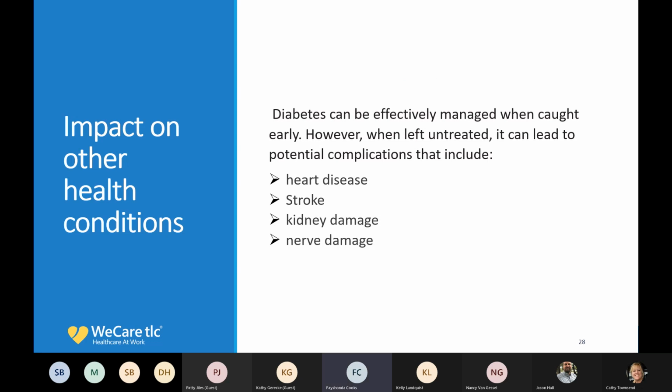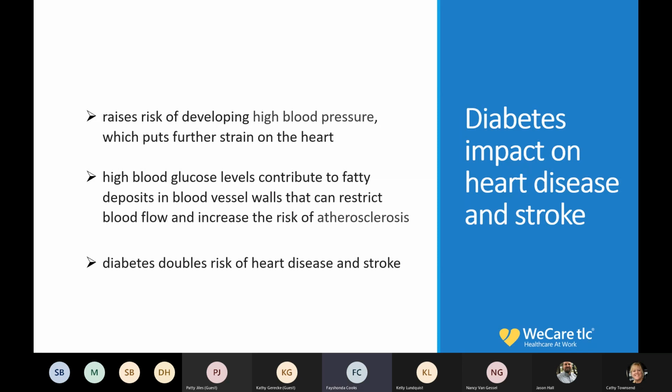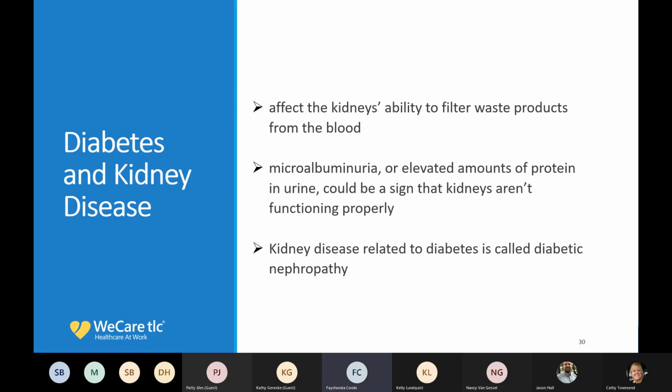All right, impact on other conditions. There's heart disease, stroke, kidney damage, nerve damage, and many others that, if diabetes is not effectively managed, create comorbid factors. For stroke, of course, it raises the blood pressure, and then the high blood glucose levels contribute to the fatty deposit, or atherosclerosis, which does not help in terms of moving your blood through your system easily. And of course, the clogged arteries are one of the things that lead to stroke and heart disease.